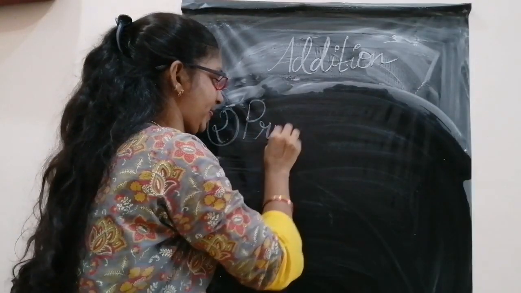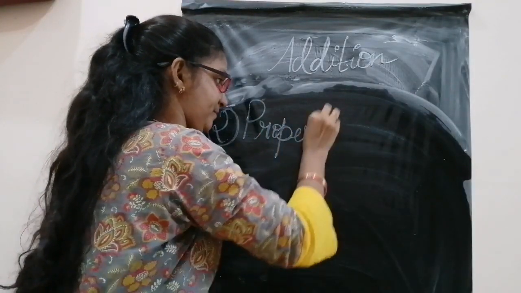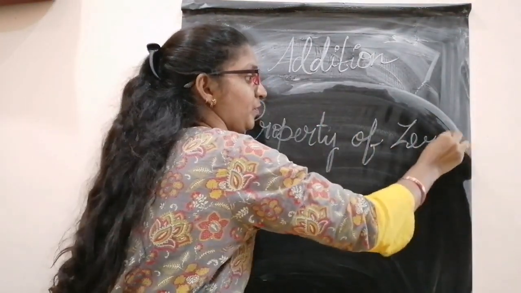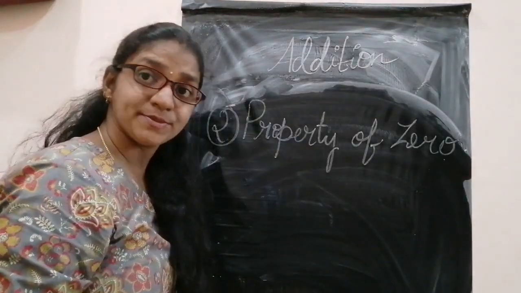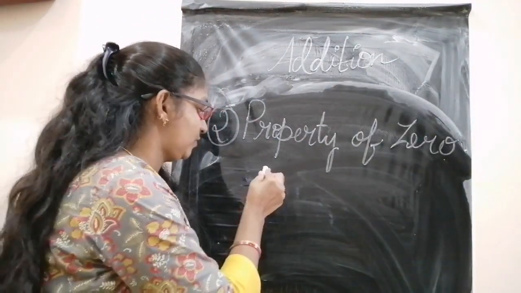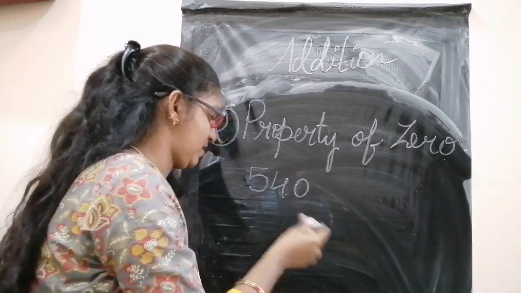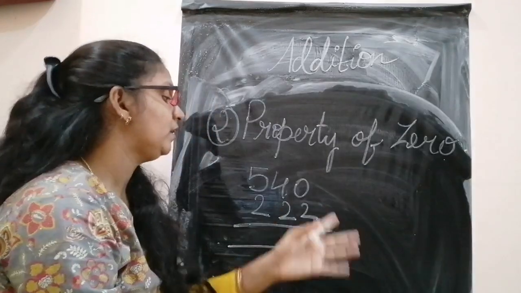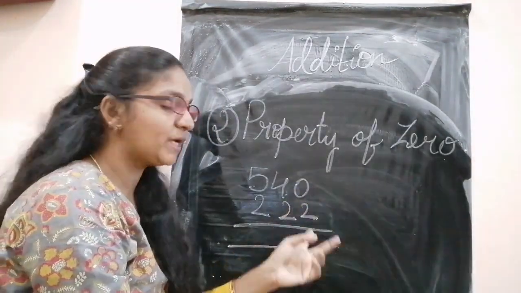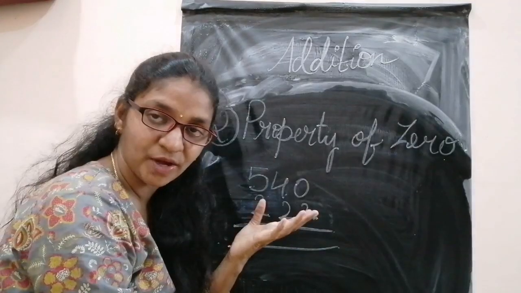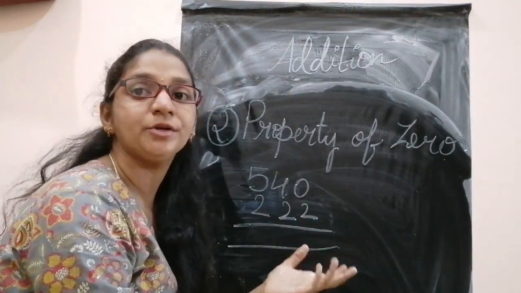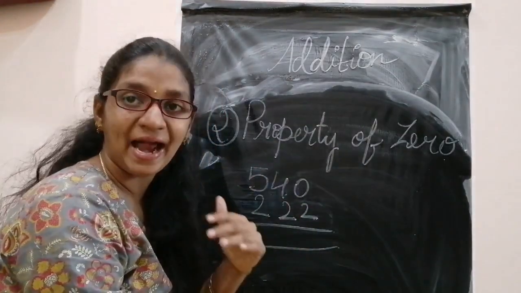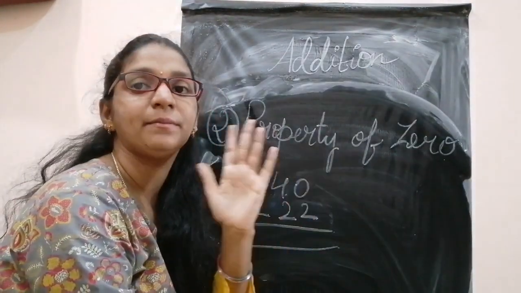Property of 0. What does the property of 0 mean? See, 540 plus 222. Here 0 is there. 0 plus 2 is 2. 0 plus 5 is 5. 0 plus 6 is 6. According to the property of 0, what it implies is that if we add anything to 0, the same number is the answer.